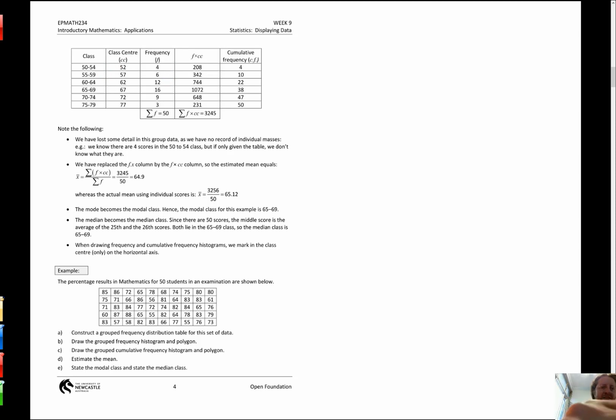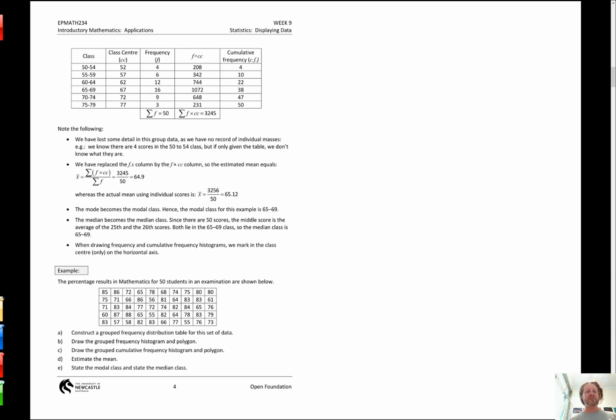Note that there's also a class center column. That's just to help us with calculations. And just look at it. What's the center of this class? If it goes from 50 to 54, the middle number is 52. The middle number is 57. And then you can see the trend. It's just jumping up by 5s, isn't it? Plus 5, plus 5, plus 5, plus 5.